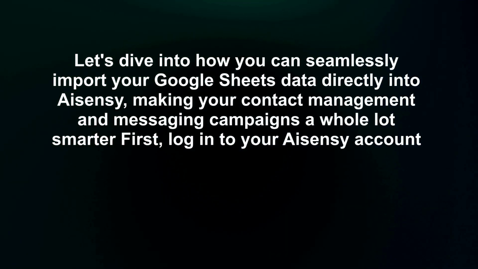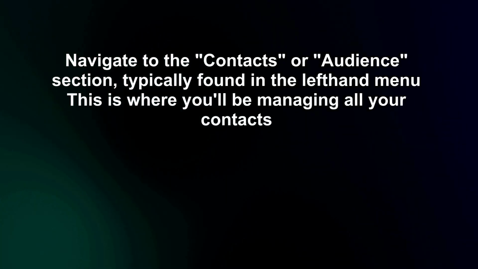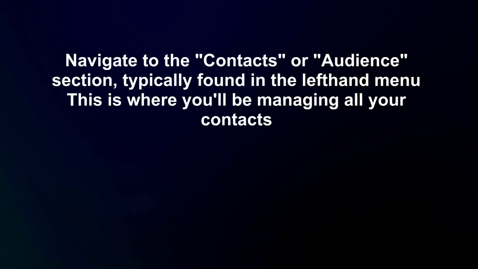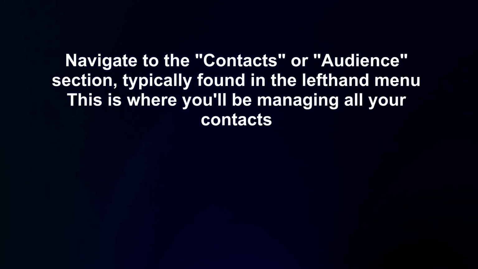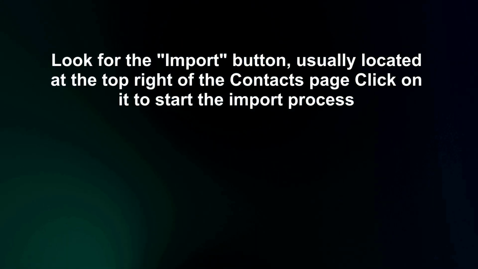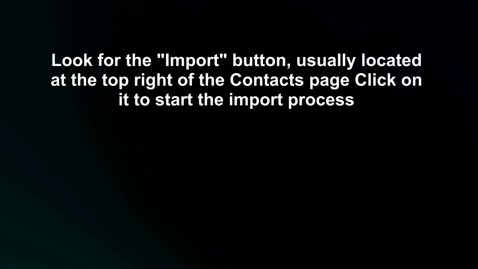First, log into your Aisensy account. Navigate to the Contacts or Audience section, typically found in the left-hand menu. This is where you'll be managing all your contacts. Look for the Import button, usually located at the top right of the Contacts page. Click on it to start the import process.